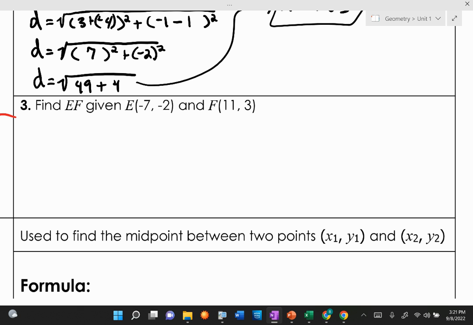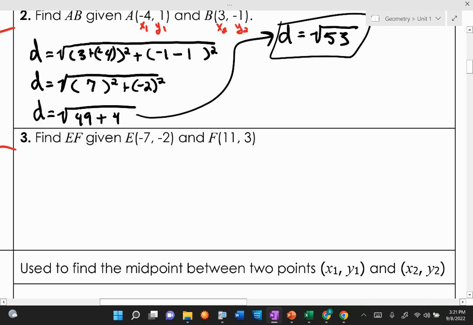Because yours is set up to give the answer in radical form. So if you put in the square root of 53, your calculator is just going to tell you the square root of 53 is the answer.